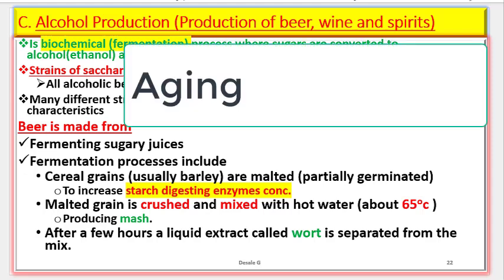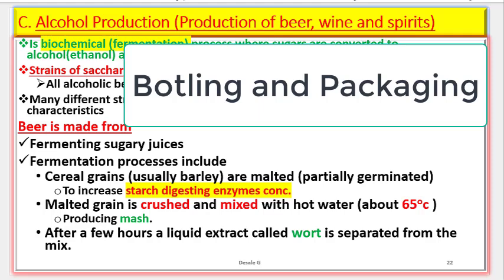The fifth step is aging. Some alcoholic beverages like whiskey, wine, and certain rums are aged in barrels. Aging can add more complex flavors. The last step here is bottling and packaging. After reaching the desired alcohol content, the beverage is filtered and packaged in bottles, cans, and barrels for distribution.